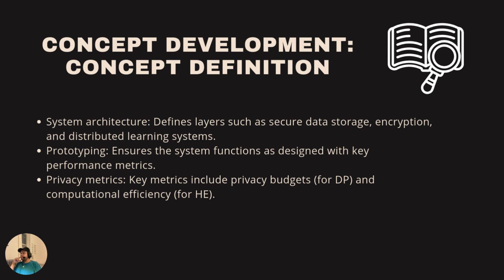Finally, we establish privacy metrics to evaluate how well the system preserves privacy. For example, in differential privacy, we use privacy budgets to control the amount of noise added. And in homomorphic encryption, we measure the computational efficiency to ensure the system can handle the required computations without unnecessary delays. At this point, the concept is well defined and the system can move into further development and testing.